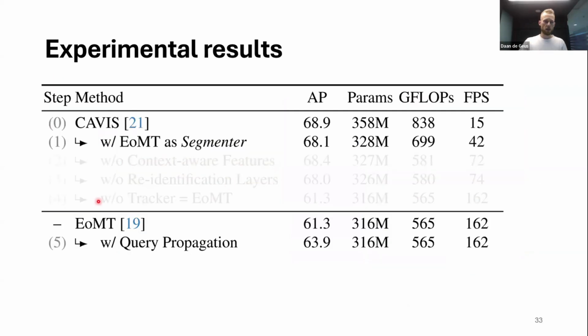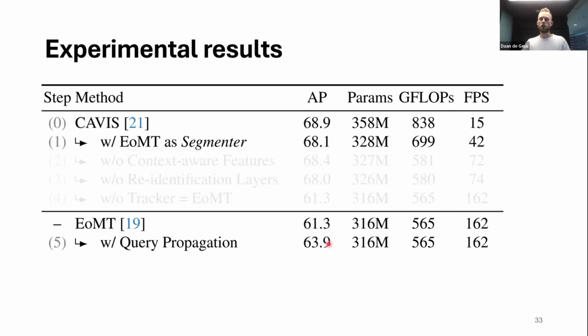Now, here we have the table again. I grayed out some parts that I mentioned before that are super relevant to the story. But from EoMT, where we just apply it naively without any temporal information, surprisingly, this already works quite well. It turns out that even without specific temporal modeling, the model can already learn which of the queries should be representing which object.